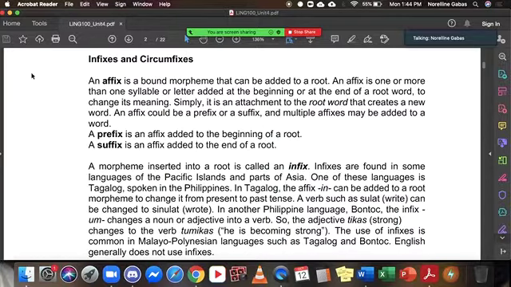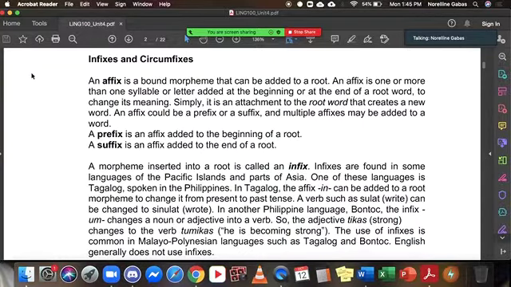Affix can be a prefix or a suffix, or multiple affixes may be added to a word. So, alam naman natin, prefix sa simula, suffixes at the end. So, a morpheme review lang yun. A morpheme inserted into a root is called infix. Infixes are found in some languages in the Pacific. So, ang infix is parang in the Pacific Islands or parts of Asia.